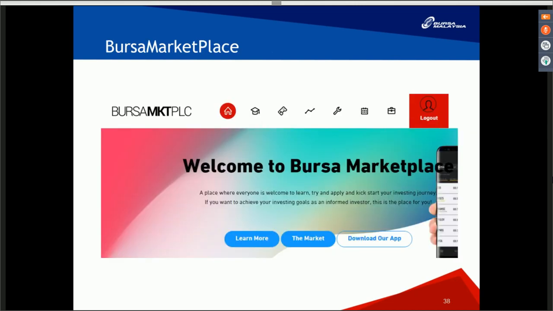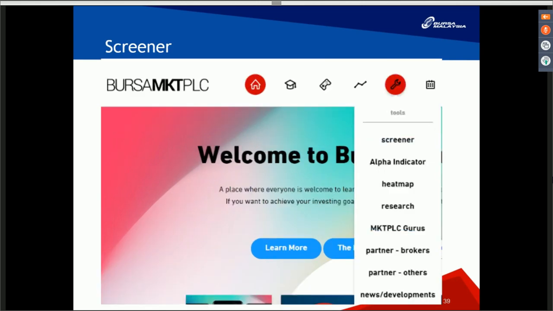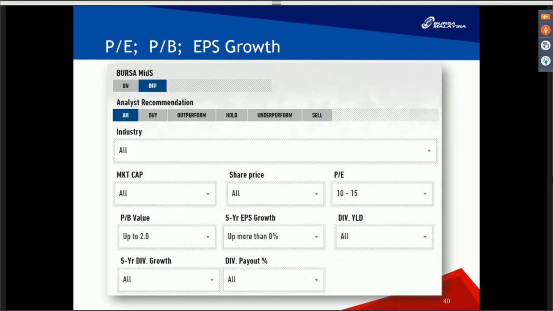Bursa Malaysia has a site called Bursa Marketplace. This is the best place for you to look for this. You can go to the screener, on the toolbar at the top, where there's home, education, game, and so on. Click on the tool, which is the wrench icon, and click the screener. Once you create a screener, you have a choice of what type of financial ratio to use to filter stocks. In this case, I recommend 3 only.